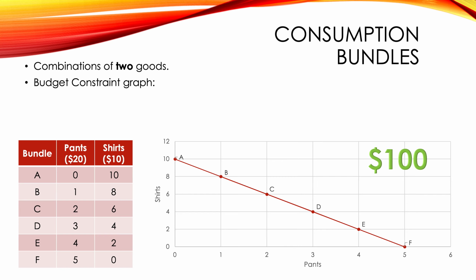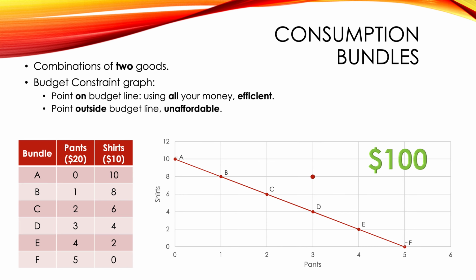But a lot of the principles from a production possibilities frontier actually carry over to this, such as if you're using all of your money, you're consuming at a point on the budget line, right? So at A, B, C, D, E, or F, you're using every single cent of that $100. That means you're using your money efficiently. A point outside of the budget constraint is unaffordable, right? You don't have enough money to buy 8 shirts and 3 pairs of pants because that would cost you $140, right? That'd be $60 on pants and $80 on shirts. So you can't afford that right now.